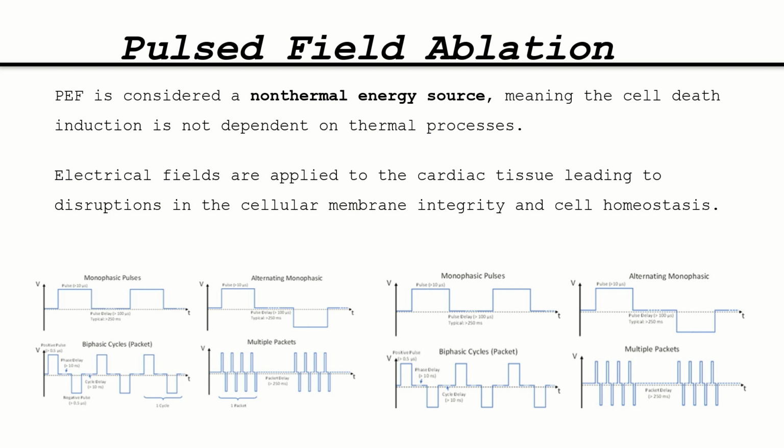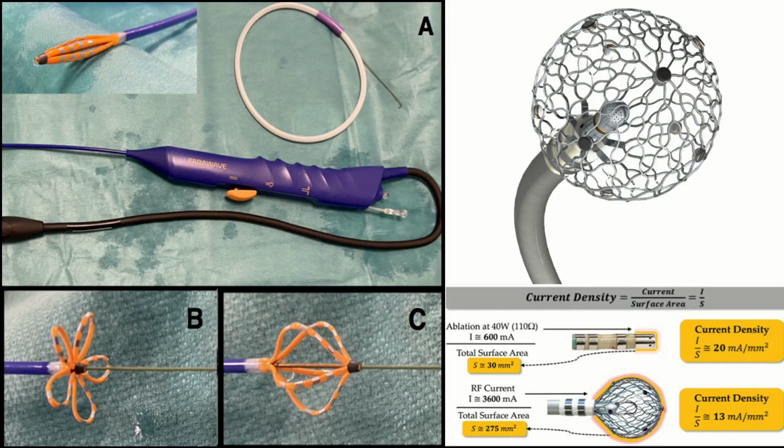So what is pulse field ablation? As we know, it's electrical fields that are applied to the cardiac tissue, leading to disruption of the membrane integrity. There are various devices that can deliver PFA. These are just a couple of them: the Affera catheter, which we will see a short video of later on, and the Farapulse catheter. You have other devices. Every company is working on developing its own PFA device because it's really groundbreaking technology. It's easier to do these procedures and certainly safer, as I said.